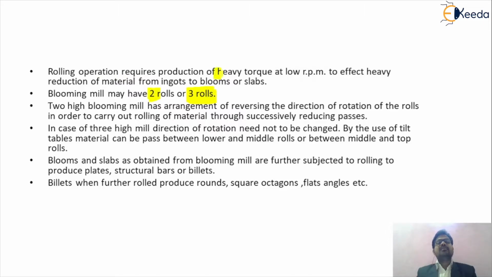We will require motors which have heavy torque and low rpm, and we have to effect a very heavy reduction of the material from the ingots to the blooms or slabs. So this is the requirement for the different types of steel rolling mill. So we have to use either the two roll blooming mills, or the three roll blooming mills.